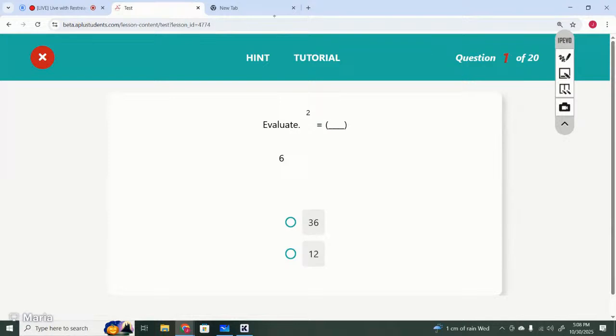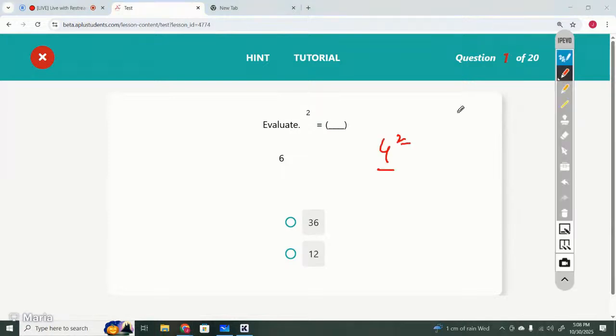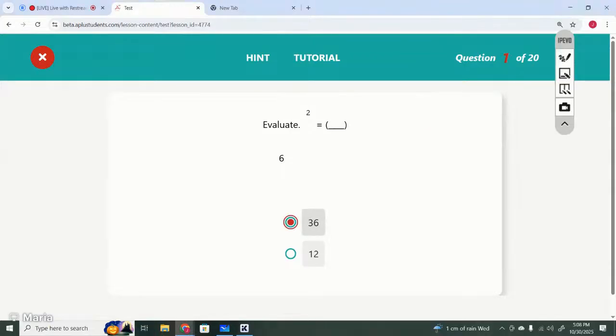So 6 square it is, right? So 6 is the base and 2 is the exponent. That means we need to use the 6 2 times. We have to do 6 times 6. So 6 times 6 is 36. It is option number 1 is the correct option.